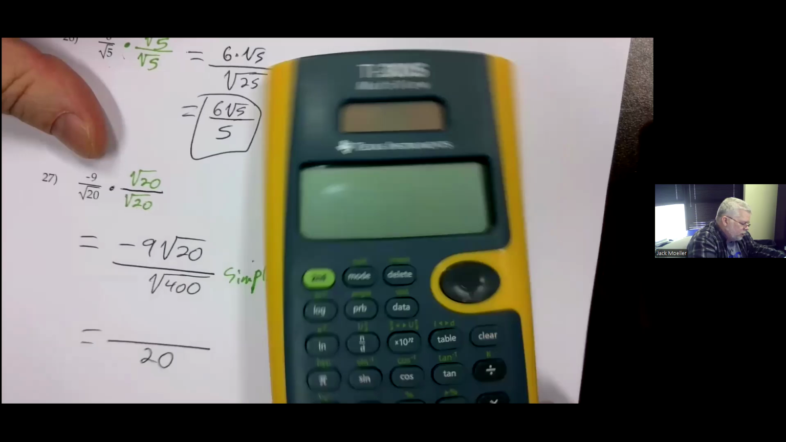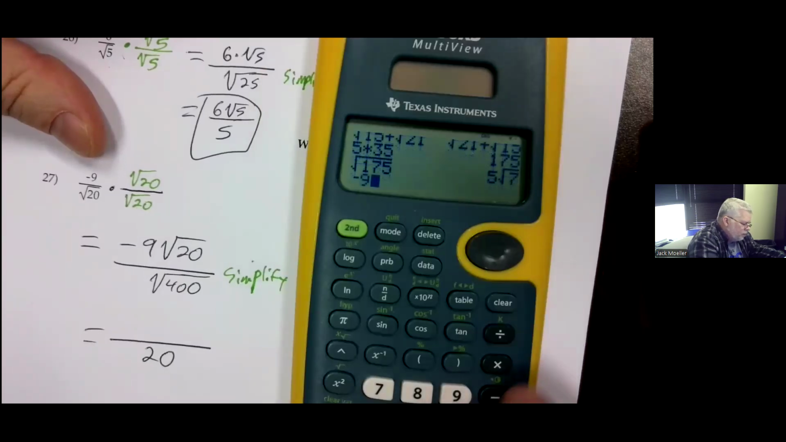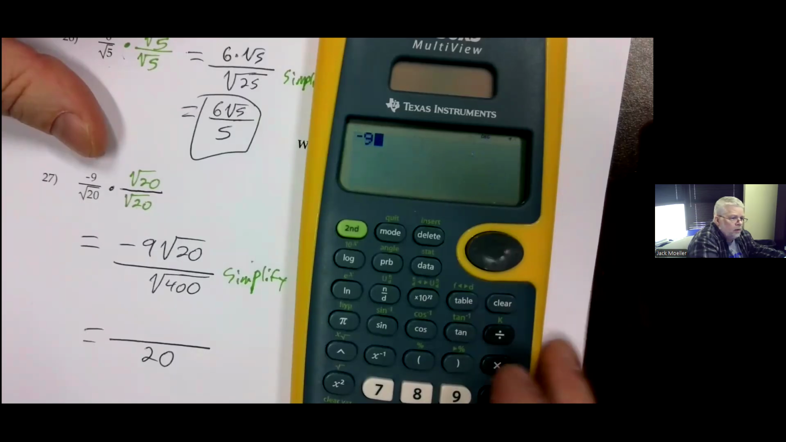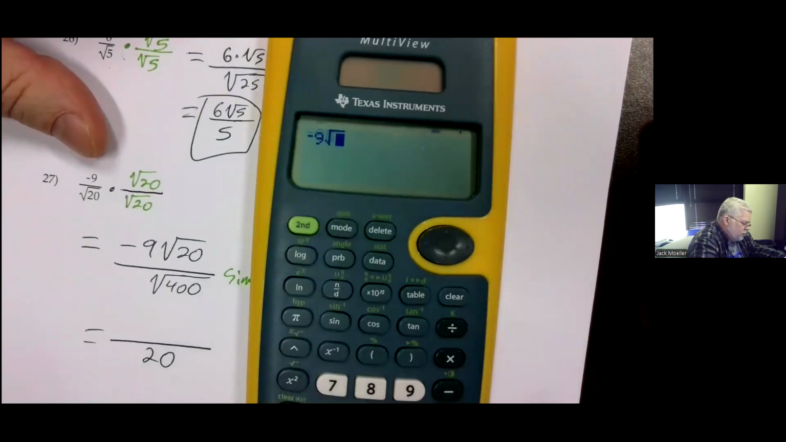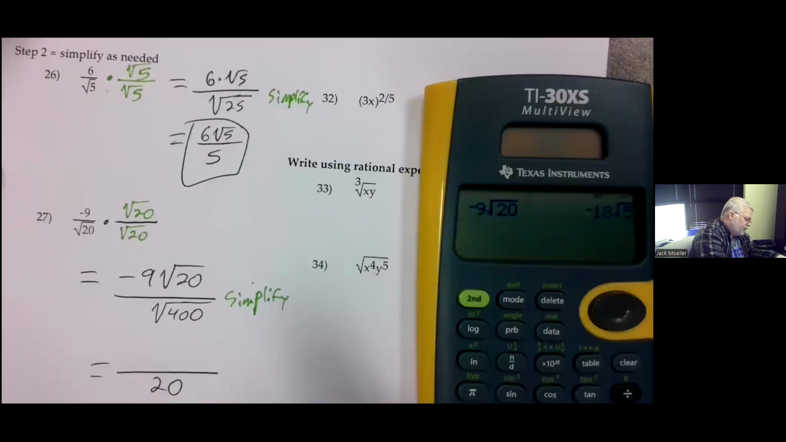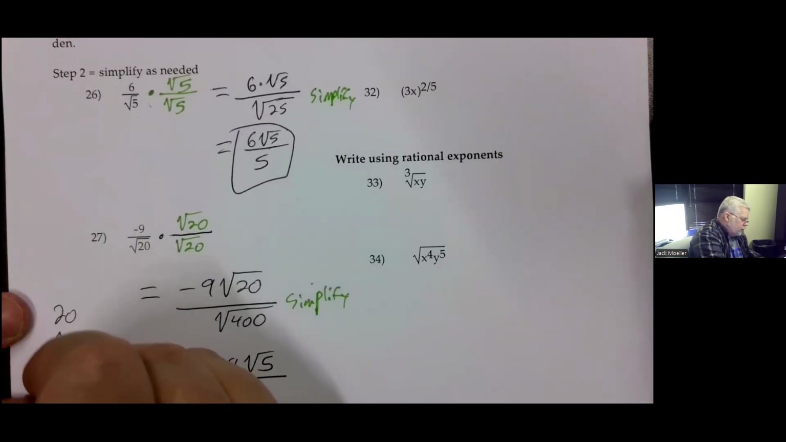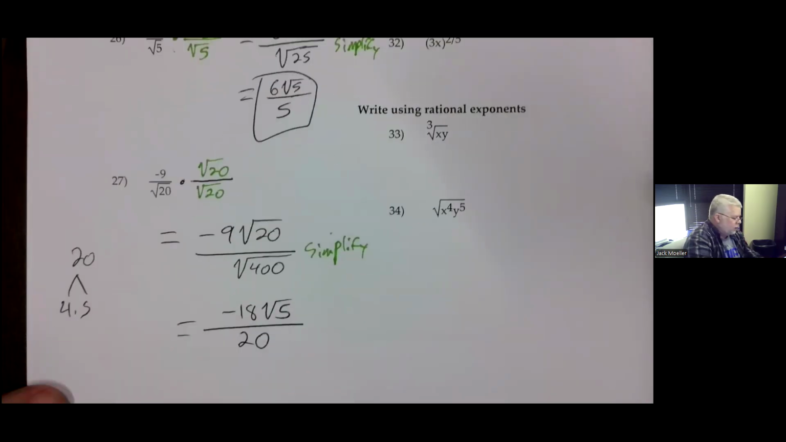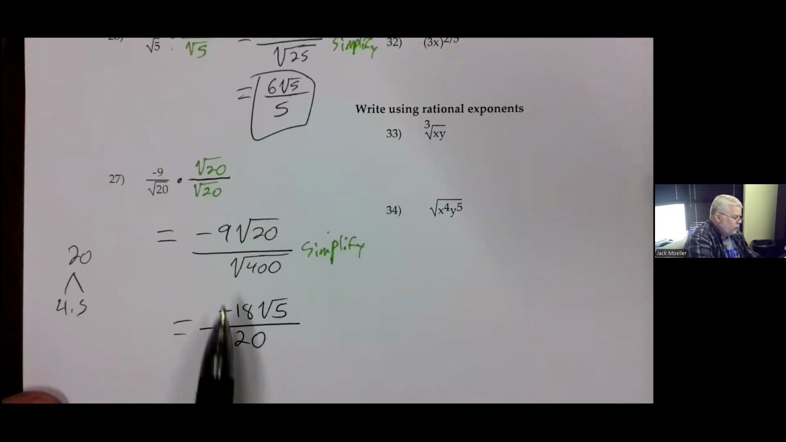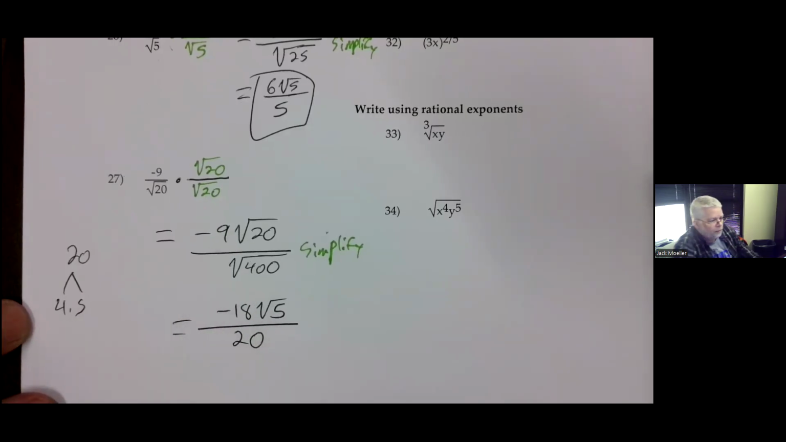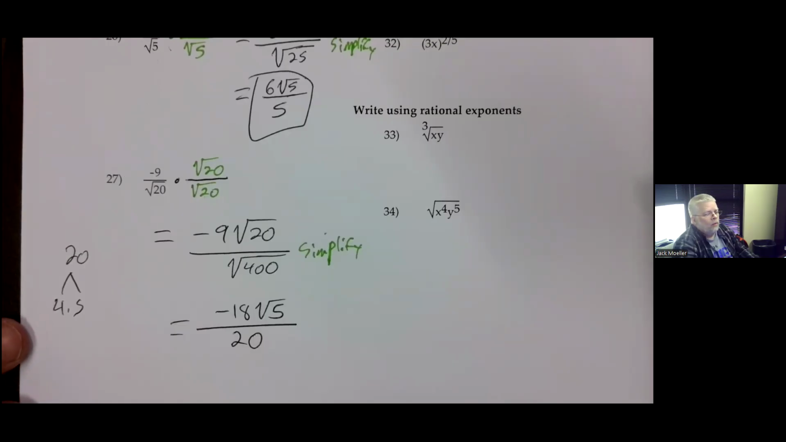That top, does that simplify? Well, here's where let's just use the calculator. So -9 square root of 20 is -18 square root of 5. Where that's coming from is 20 is 4 times 5, and then the square root of 4 is 2. So 2 times 9, that's where we're getting the 18, and then that 5 is left over. Now, are we done?